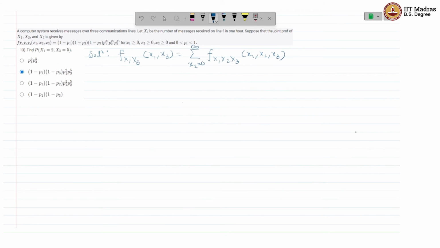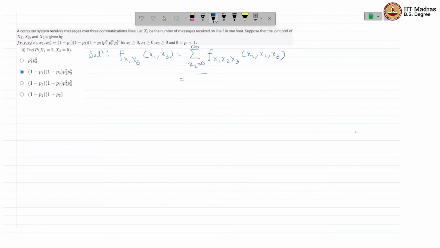Now coming on question number 13. In question number 13, we have to find the joint probability that x1 is equal to 2 and x3 is equal to 5. So before that, we have to find the joint PMF of x1 and x3. And for that, we'll sum the probabilities of all x1, x2, x3 pairs where x1 and x3 are constants and x2 is taking value from 0 to infinity. So first of all, simply put the joint PMF of x1, x2, x3 given to us.